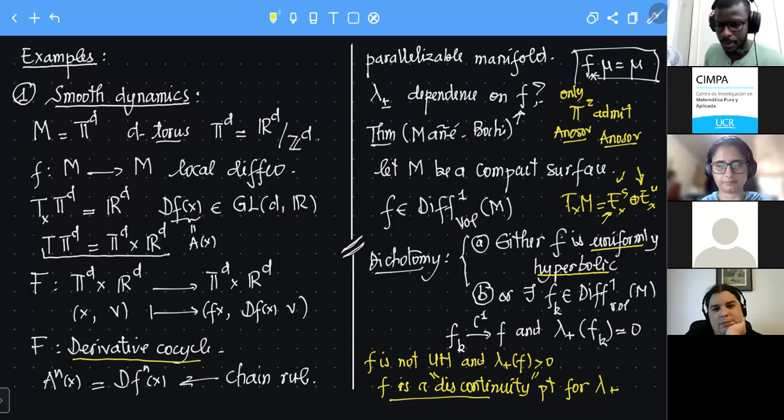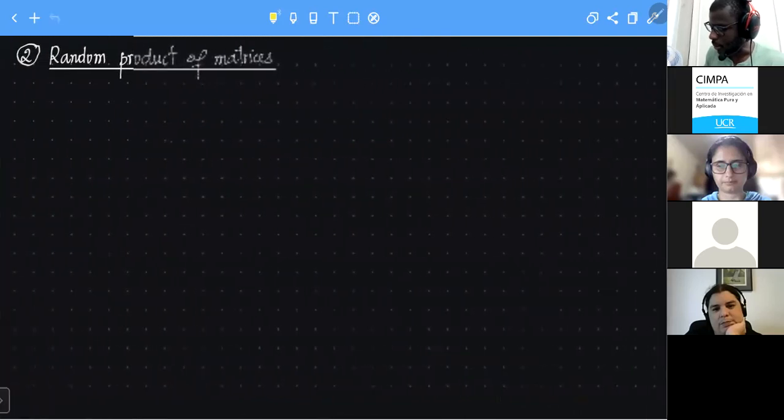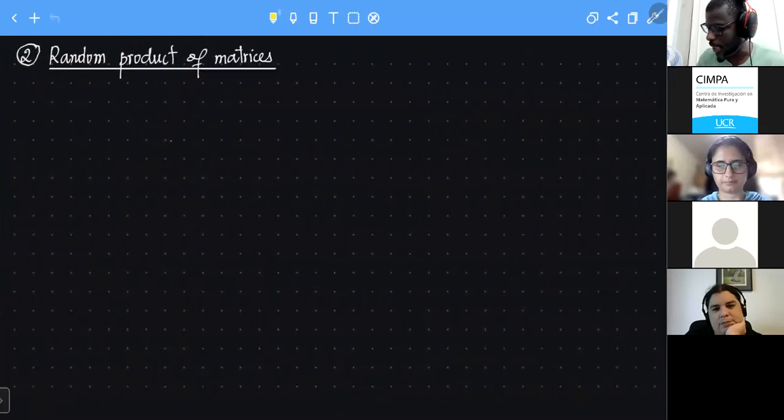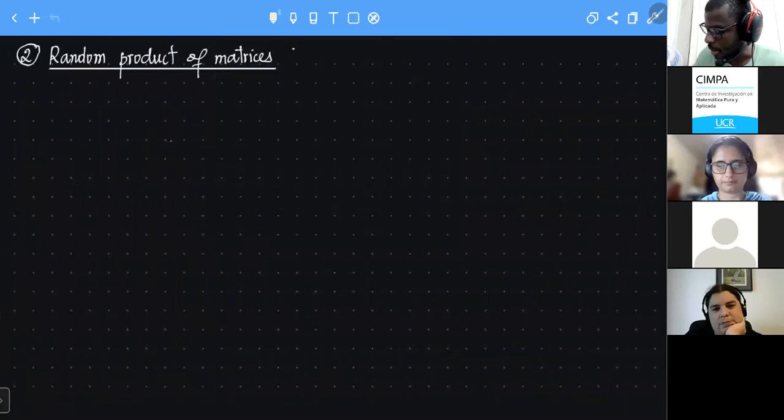Okay, so let me continue. The other example I will be talking about is a random product of matrices. This example comes from probability theory and stochastic processes.